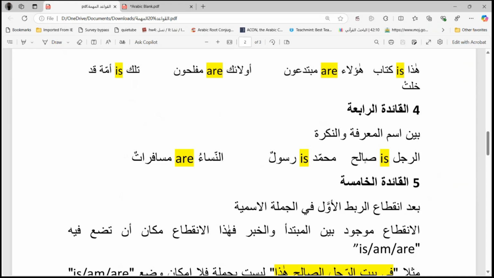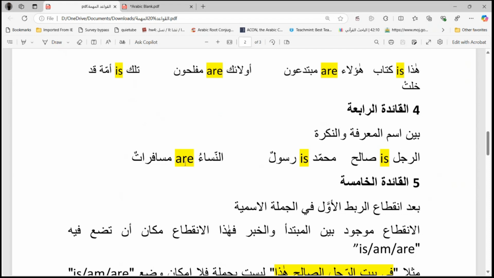So when you have a marifa and a nakira noun, then in between them put an is. Ar-rajulu salihun. This is marifa, this is nakira. In between is an is, which means this is mubtada, this is khabar. Here Muhammadun is ism alam, a proper name. Alam is from the ma'arif, which means it is marifa. Rasulun is nakira. Muhammadun rasulun, Muhammad, sallallahu alayhi wasallam, is the messenger of Allah. So is will come in between.